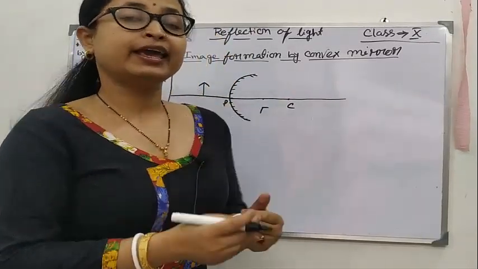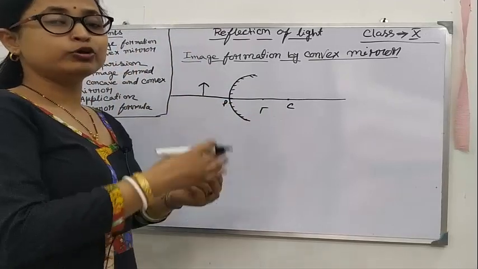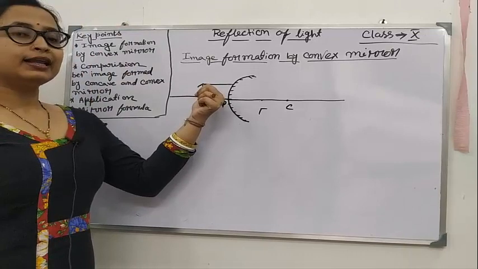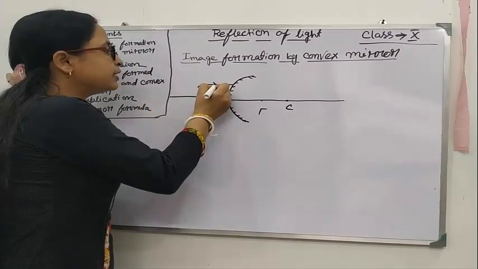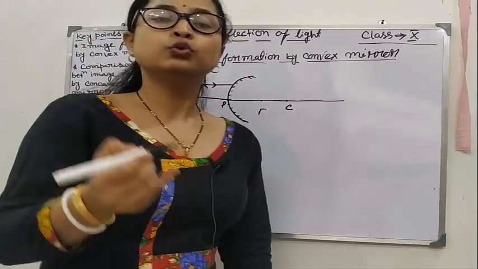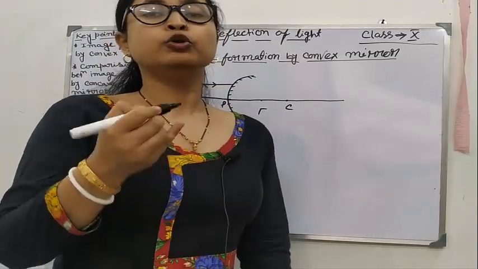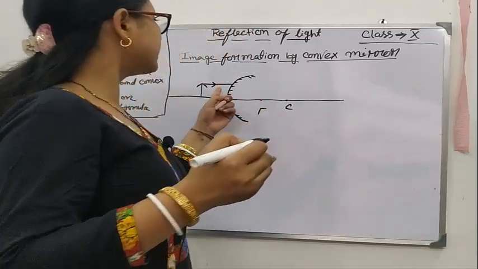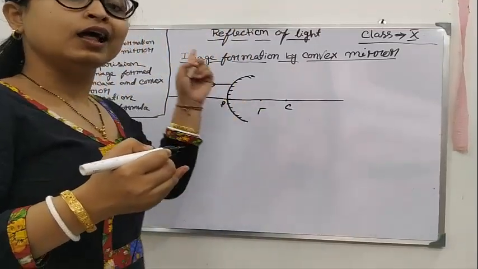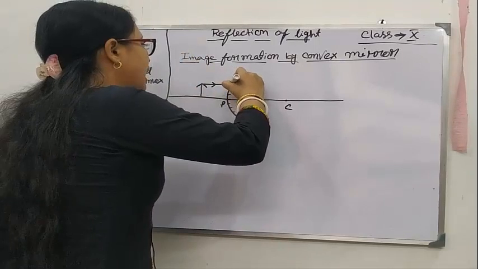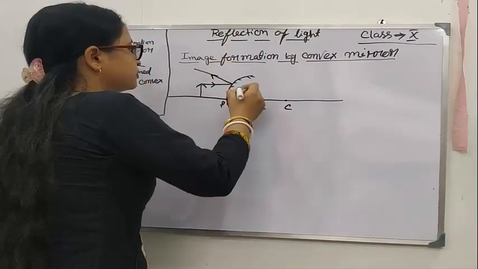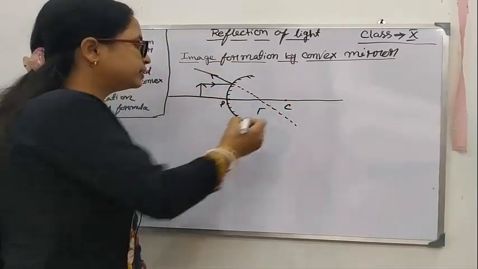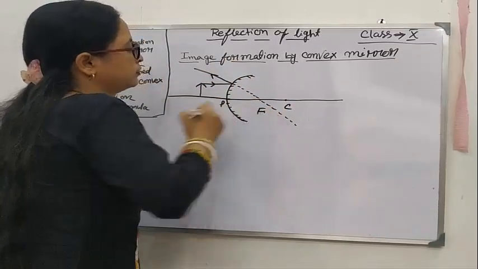Let us learn. Again, just like concave mirror, we have to draw two rays here. I have drawn here one ray parallel to the principal axis. Now by using the rule for obtaining the image, we know that in case of convex mirror, after reflection, the parallel beam of light appears to pass through the focal point. Like this, it is our focal point.